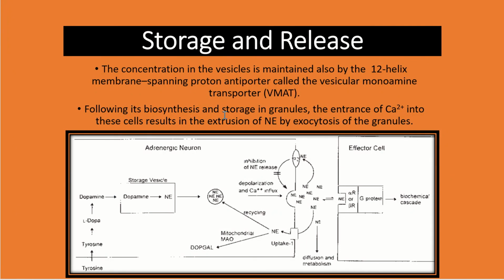So following its biosynthesis and storage in the granules, the entrance of calcium into these cells results in the extrusion of norepinephrine by exocytosis of the granules. So depolarization and calcium influx. Anytime you see any sort of depolarization, usually that is related to ions either entering or leaving. In this case, the ion is calcium. So let me read that again. Following the biosynthesis of the neurotransmitter and storage, the entrance of calcium into these cells results in the extrusion of norepinephrine by exocytosis of the granules.